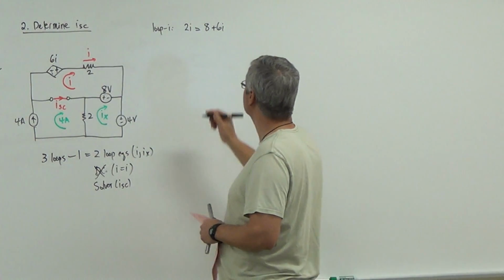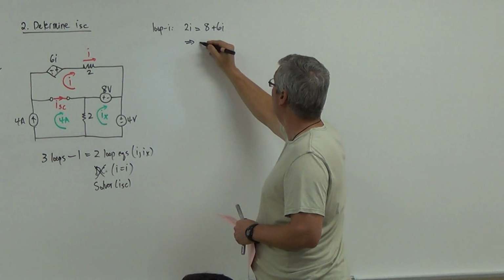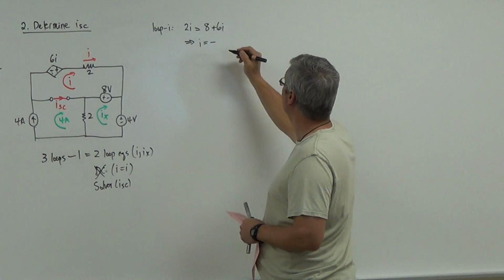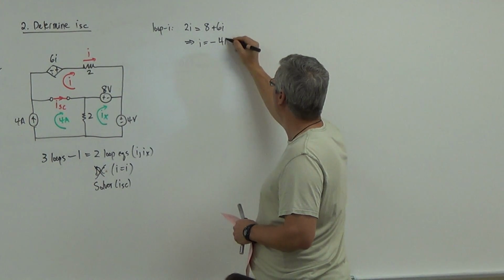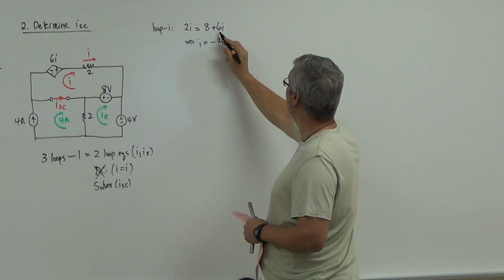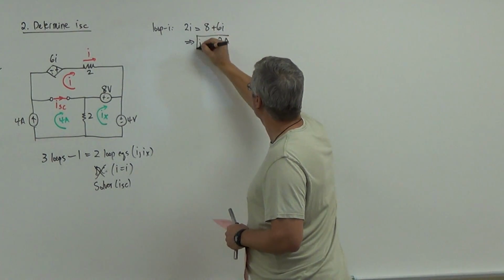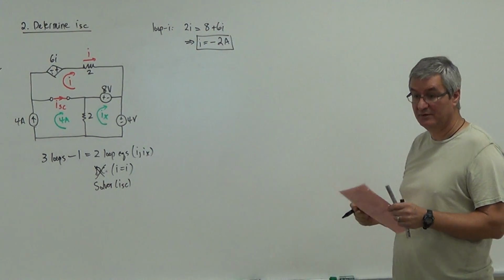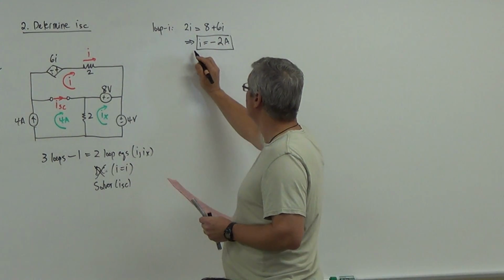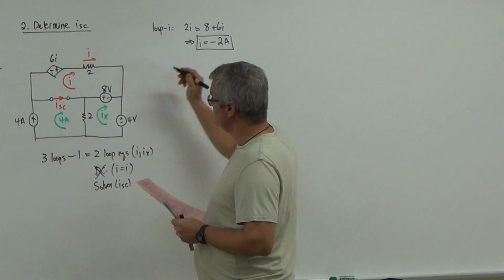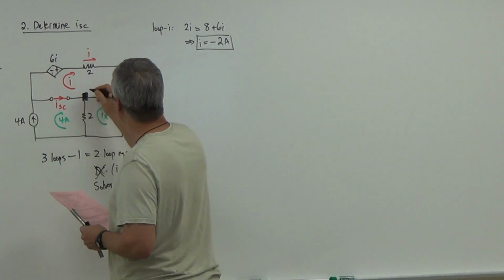So if I know what I is here, this immediately tells me that if I bring this guy over, it looks like I must be negative 4. Let's see, if I bring this over, yes, negative 2, sorry about that. So I immediately know I from that loop right there. I didn't even pay attention.